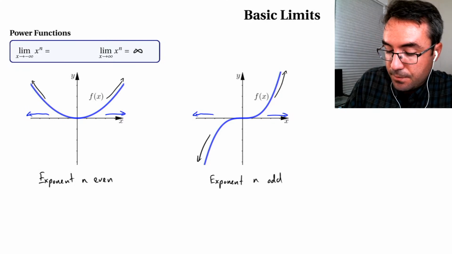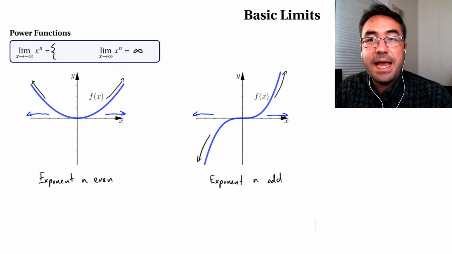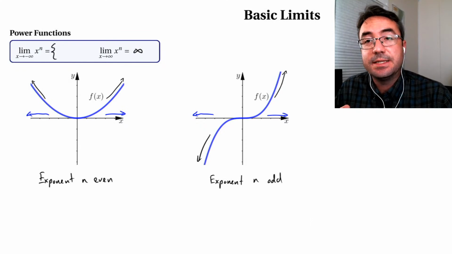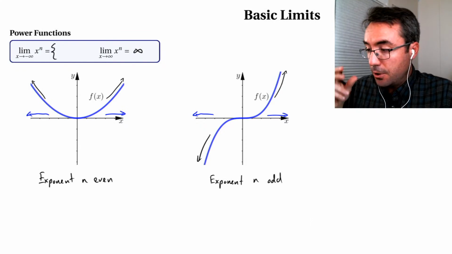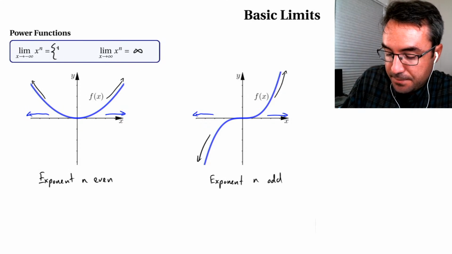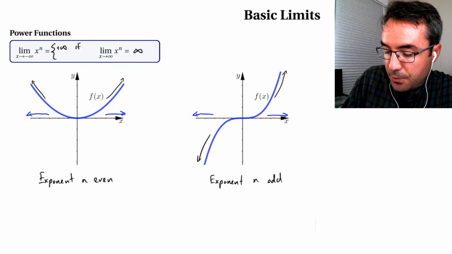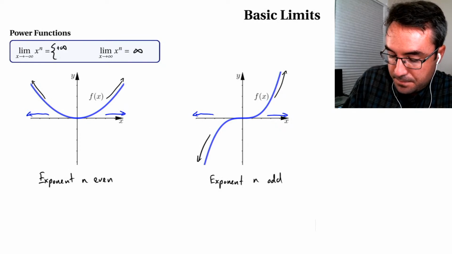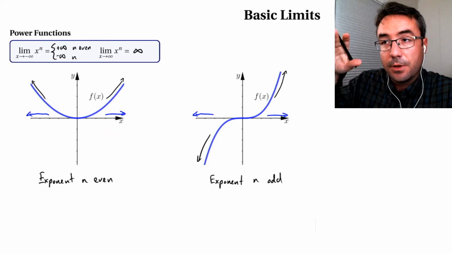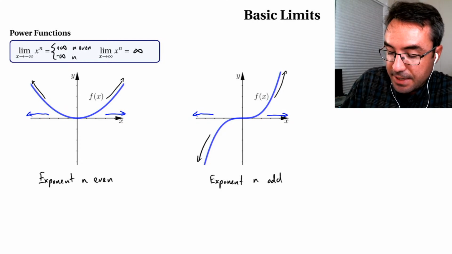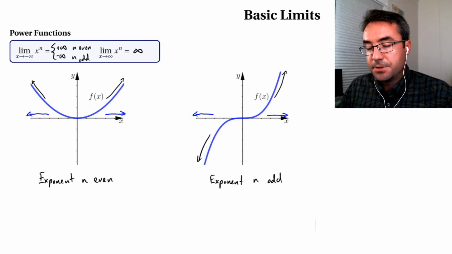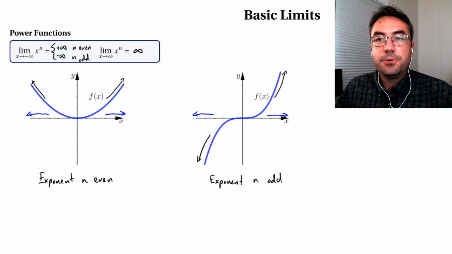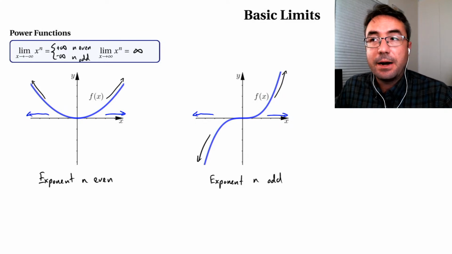So how the power function behaves depends on whether the exponent is even or odd. So it's equal to positive infinity if the exponent is even. And then it's equal to minus infinity, gets lower and lower, larger and larger negative, if n is odd. So these are the two cases for just basic power functions.